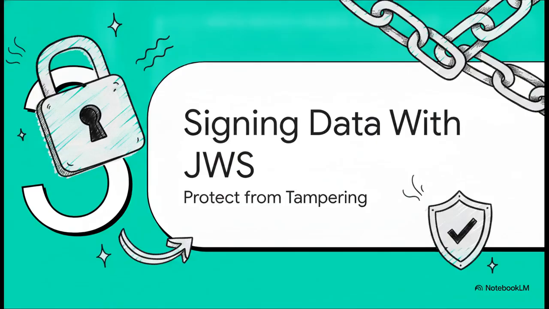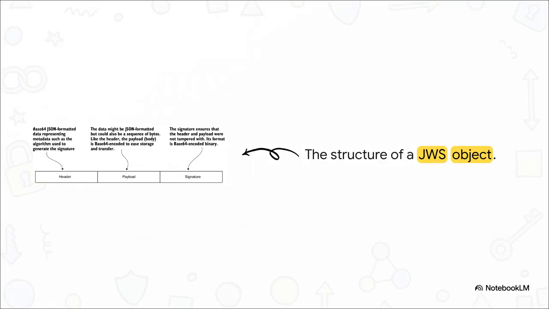Protect from tampering. Moving up to our middle layers now, we introduce JSON Web Signature, or JWS. This is the mechanism we use when data needs to be protected from tampering, and we need to prove its authenticity. But, and this is key, the contents don't necessarily need to be kept secret. The anatomy of a JWS object is strictly split into 3 distinct parts: the header, the payload, and the signature.